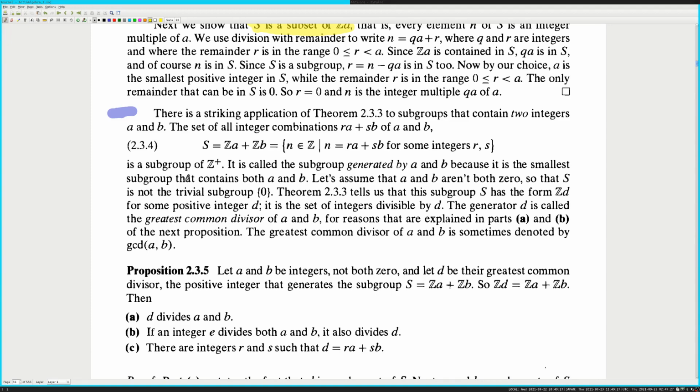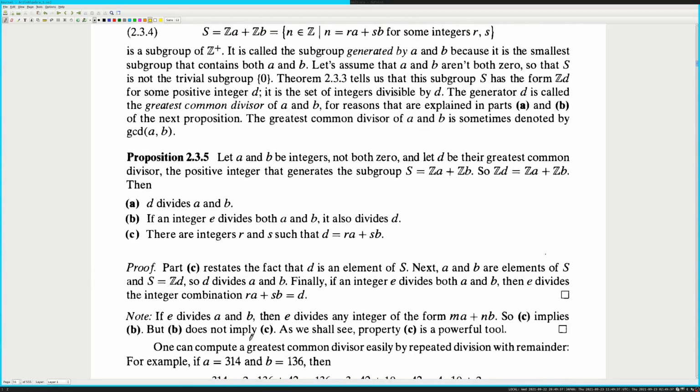Proposition 2.3.5. Let A and B be integers, not both zero, and let D be their greatest common divisor, the positive integer that generates the subgroup S equal to ZA plus ZB, so ZD is equal to ZA plus ZB. Then D divides both A and B, obviously. Any integer that divides both A and B also divides D. Right. Any integer that divides two numbers also divides their greatest common divisor, right? My GCD video will help clear a lot of this up, because I explained it in much more basic terms, but yeah. There are integers R and S such that D is equal to RA plus SB.